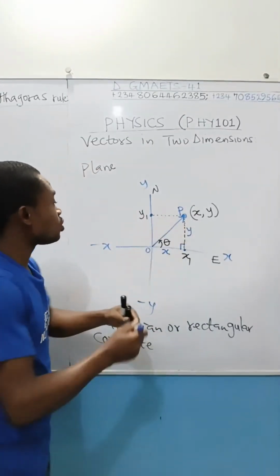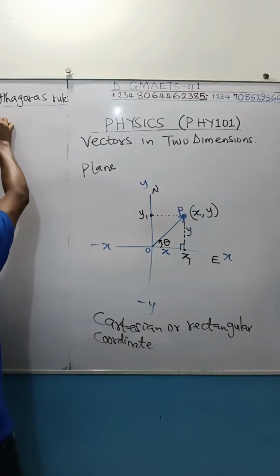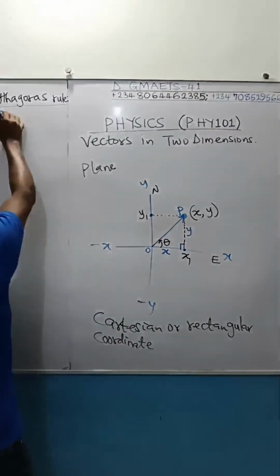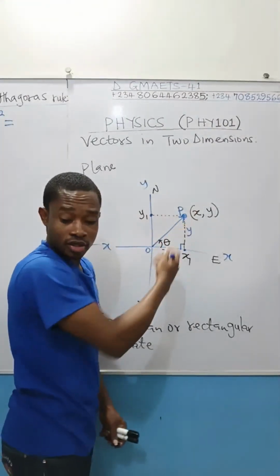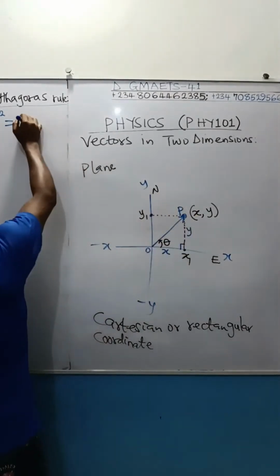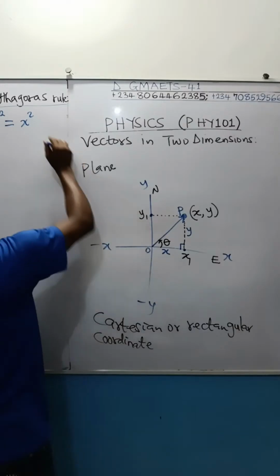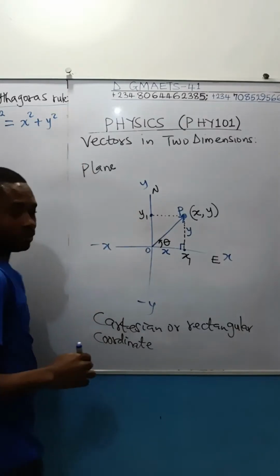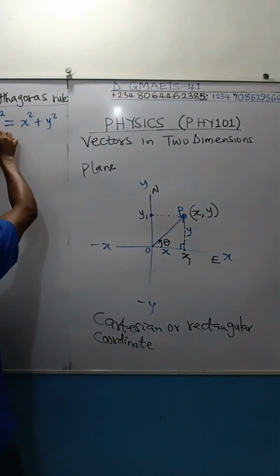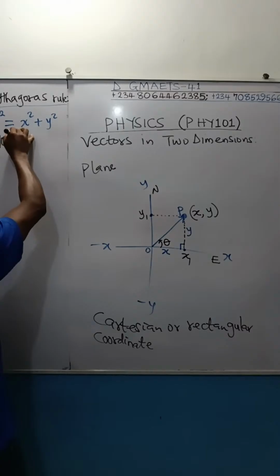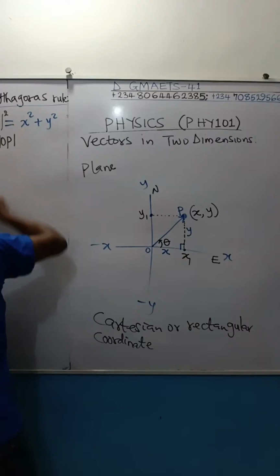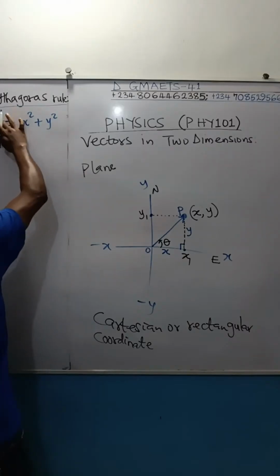So to get the magnitude OP from Pythagoras' theorem, OP squared, the square of the length OP, which is the hypotenuse, is going to be equal to x squared plus y squared. So that to get our OP, the length OP, the magnitude, I can now write it like this. In fact, let me place the magnitude of the length OP.